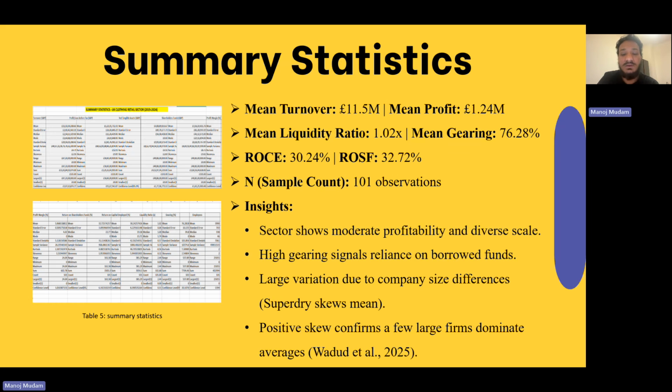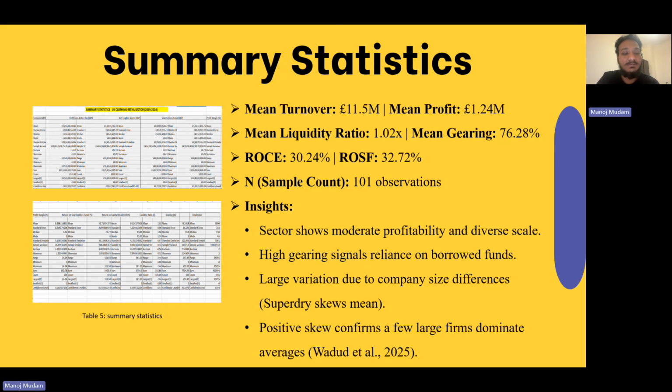Summary statistics give impressions of the sector performance during the period 2015 to 2024, like average profitability and average turnover of around £11.5 million and average profits of £1.2 million. The current ratio is near 1.2, which indicates the majority of the companies were not involved in a shortage of liquidity, and gearing rates of 76 to 77 percent suggest reliance on debt, especially in this segment. These are the financial statistics.